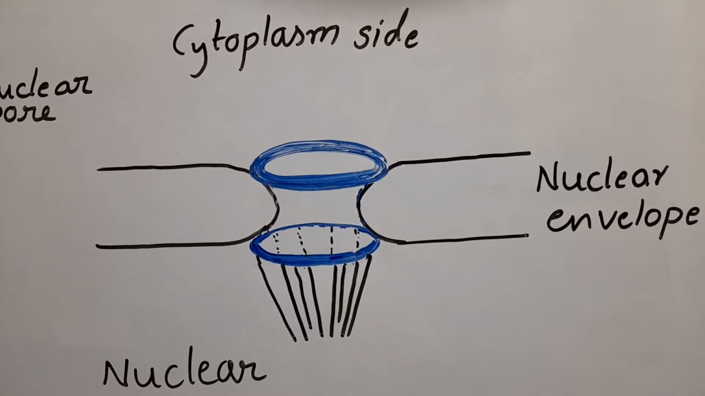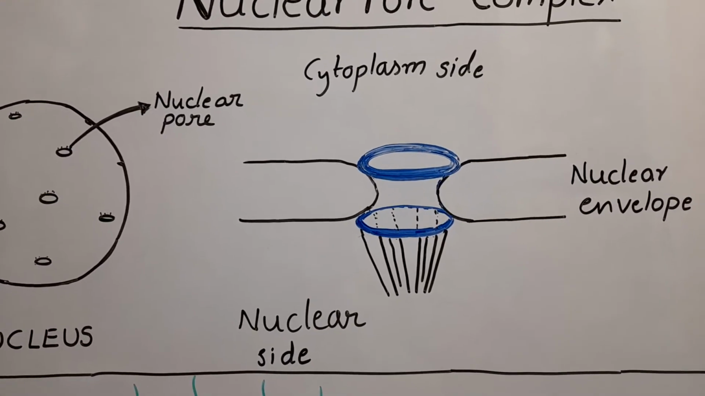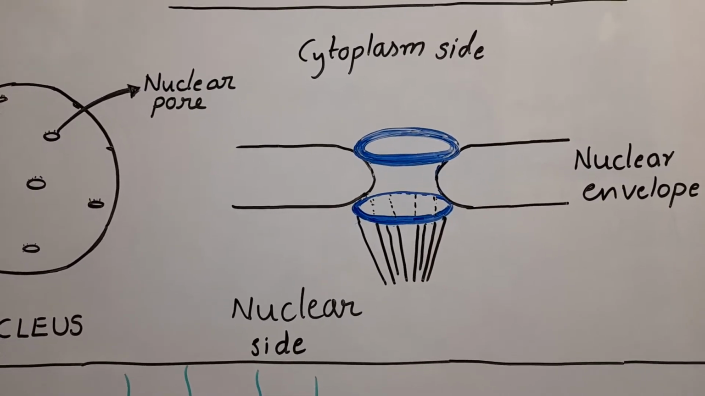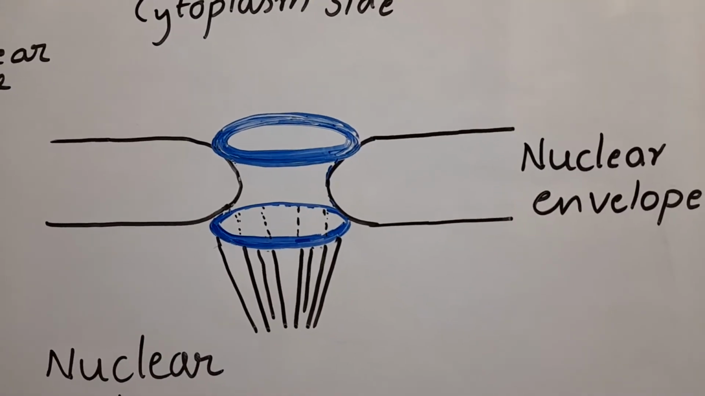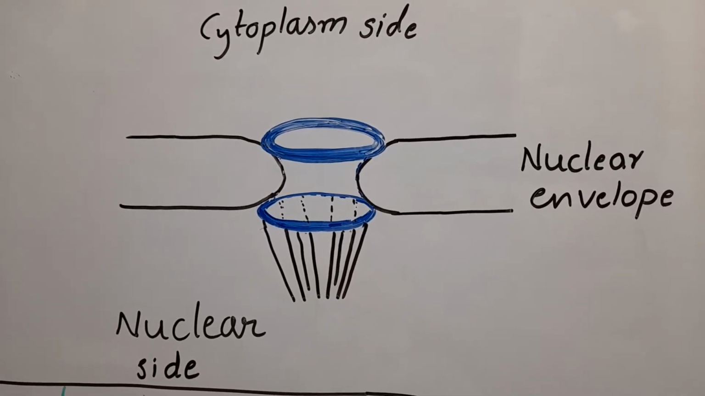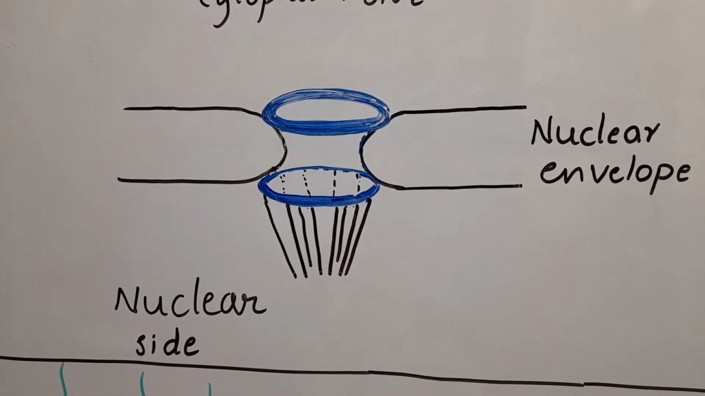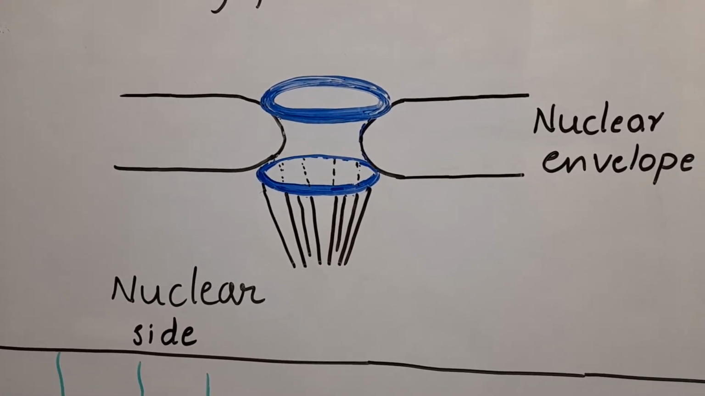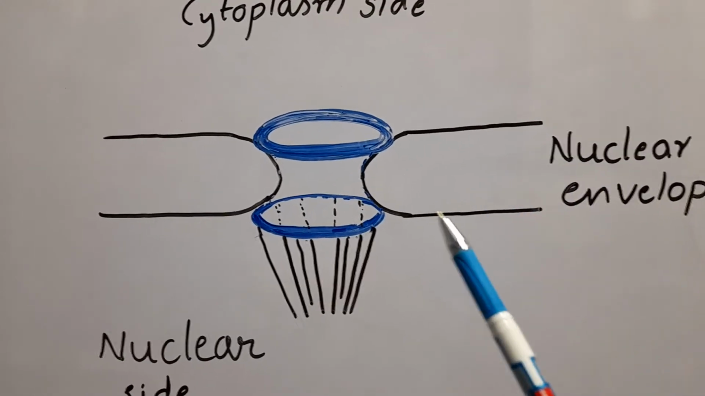Nuclear pore complexes perforate the nuclear envelope. The nuclear envelope in all eukaryotes is perforated by large elaborate structures known as pore complexes. So it is one pore complex, or nuclear pore complex. In animal cells, each pore complex is composed of more than 50 different proteins called nucleoporins. They are arranged in octagonal symmetry. Here it is one nuclear pore complex.